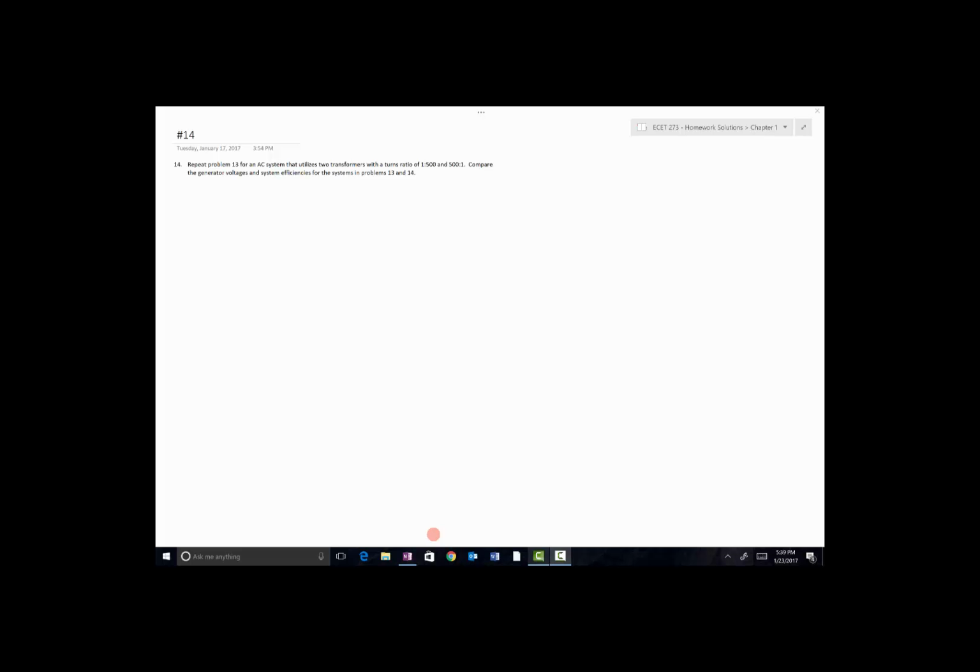Homework solution 1.14. Repeat problem 13 for an AC system that utilizes two transformers with a turns ratio of 1 to 500 and 500 to 1. Compare the generator voltages and system efficiencies for the system in problems 13 and 14.